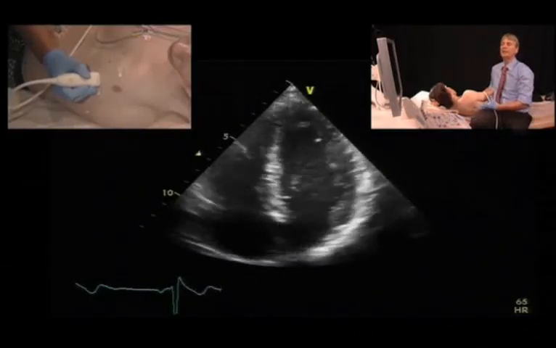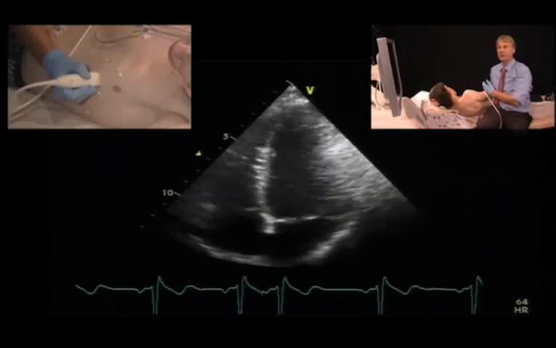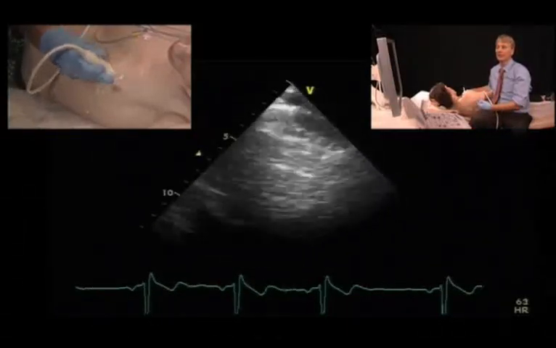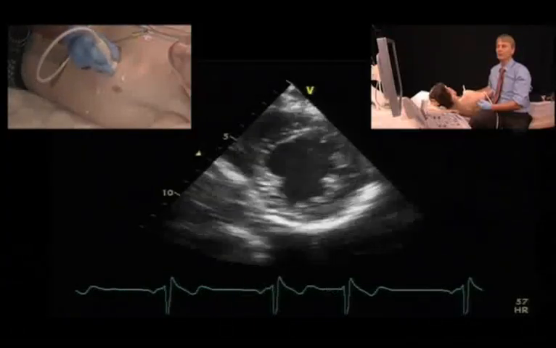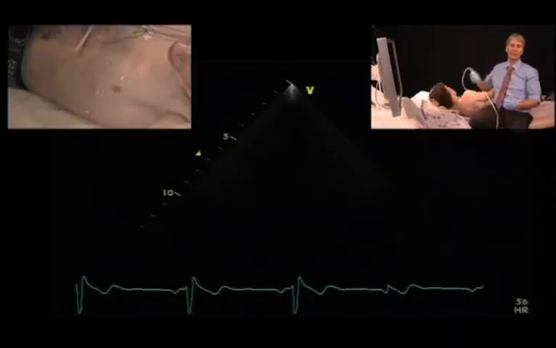If you do not get a decent 4-chamber view, you can also perform the measurement from a subcostal approach in a 4-chamber view, or you can also perform the measurement, for example, in a short axis view of the left ventricle, parasternal view. So you have more options than the 4-chamber view.